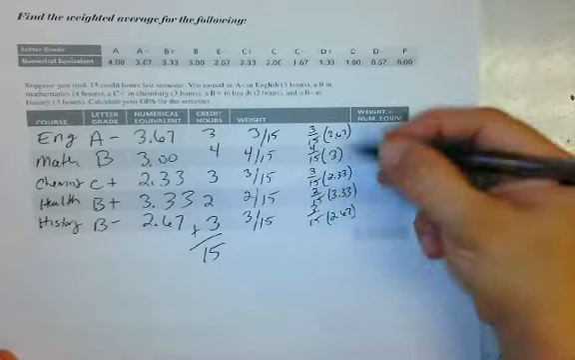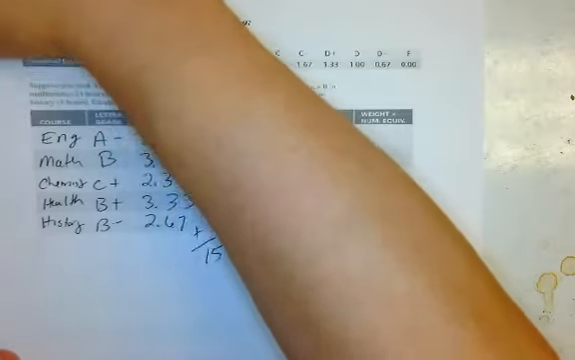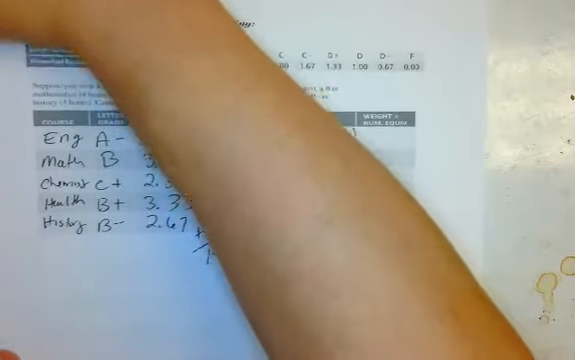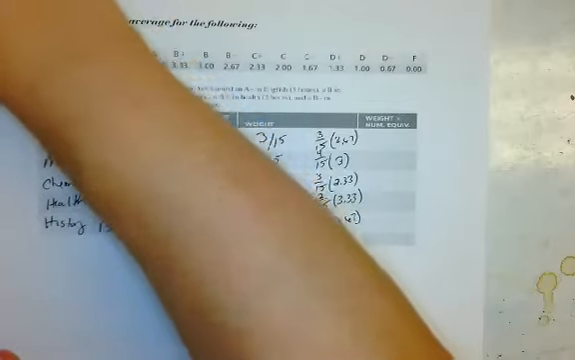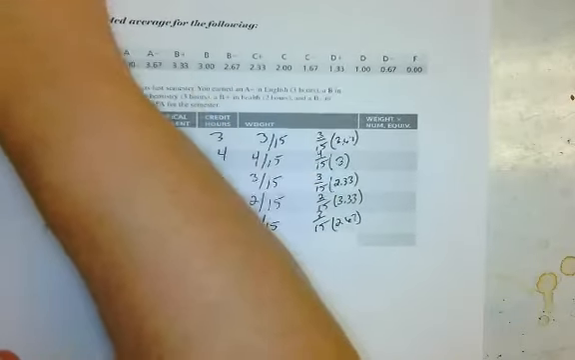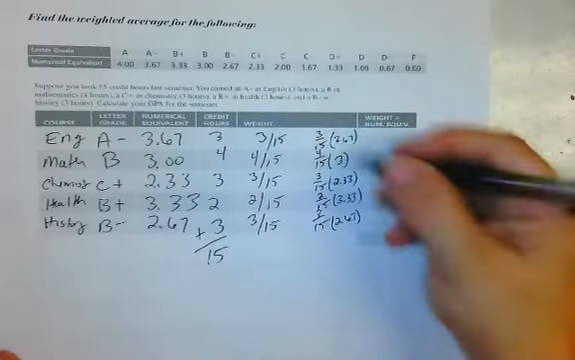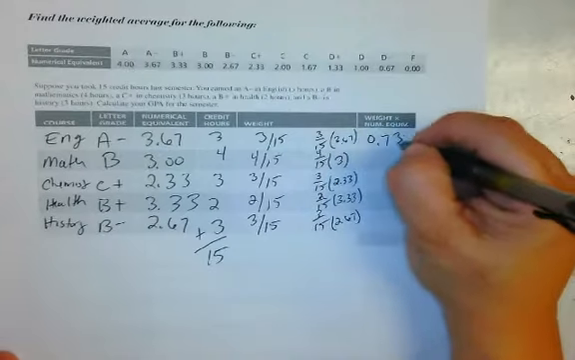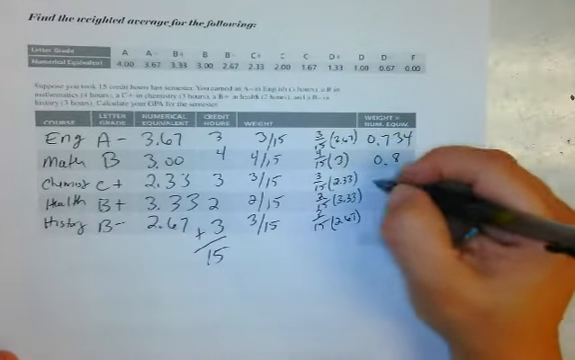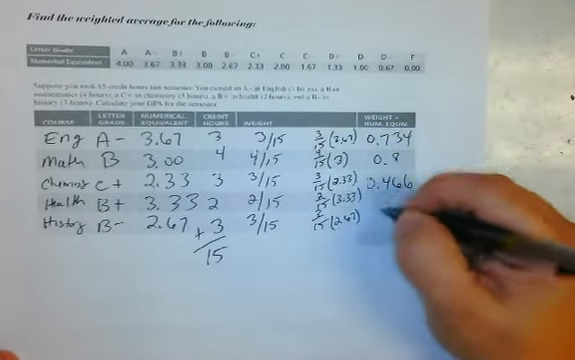So I'm just going to fill this in. Okay. This is what I'm putting in my calculator. And what that looks like as decimals is 0.734, 0.8, 0.466.